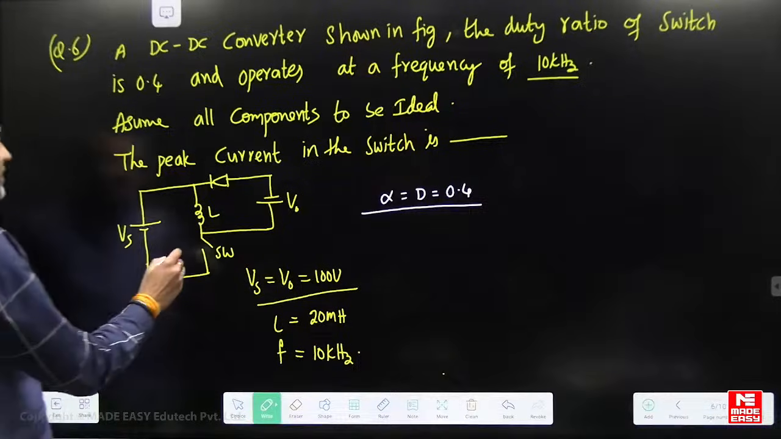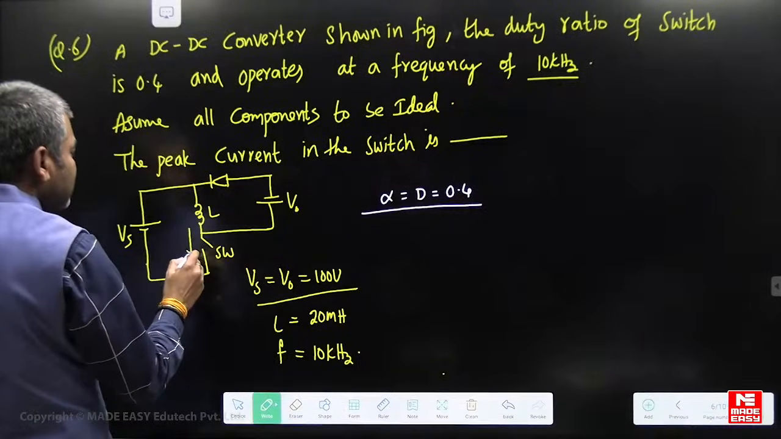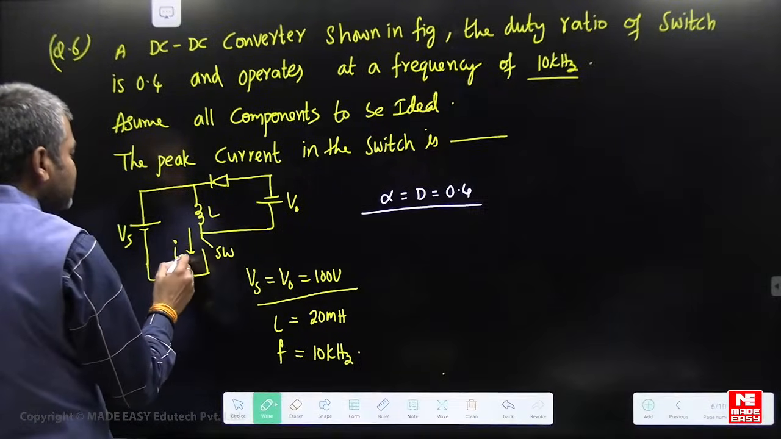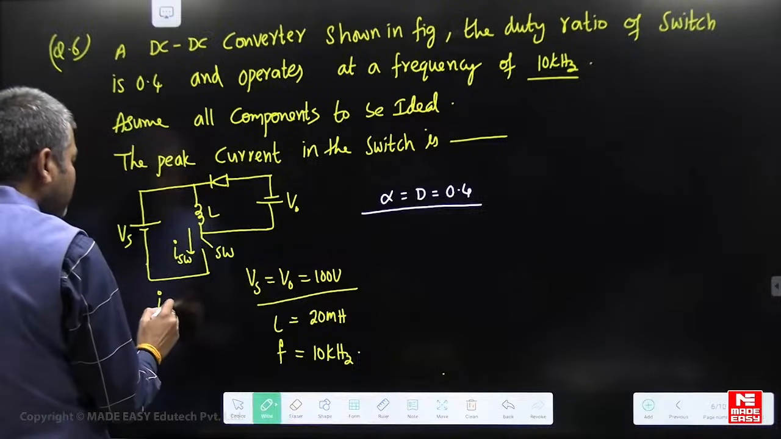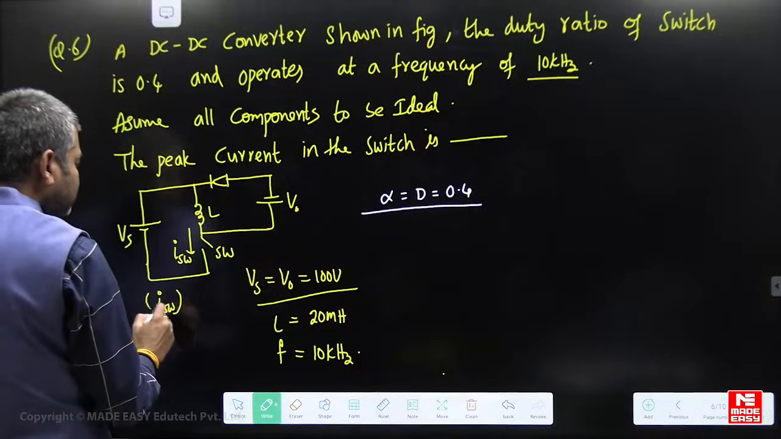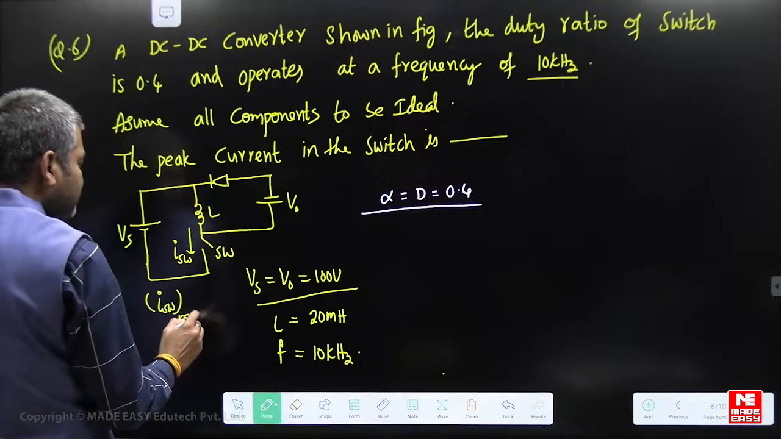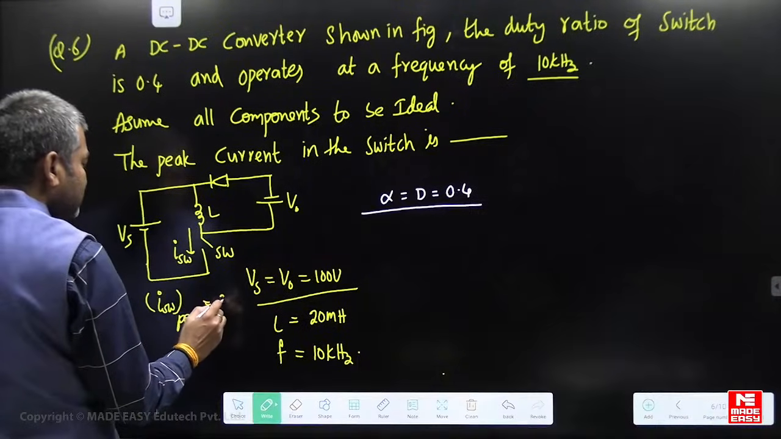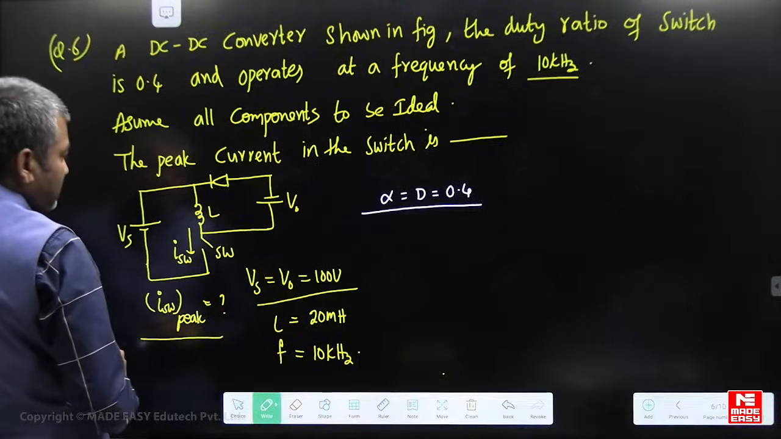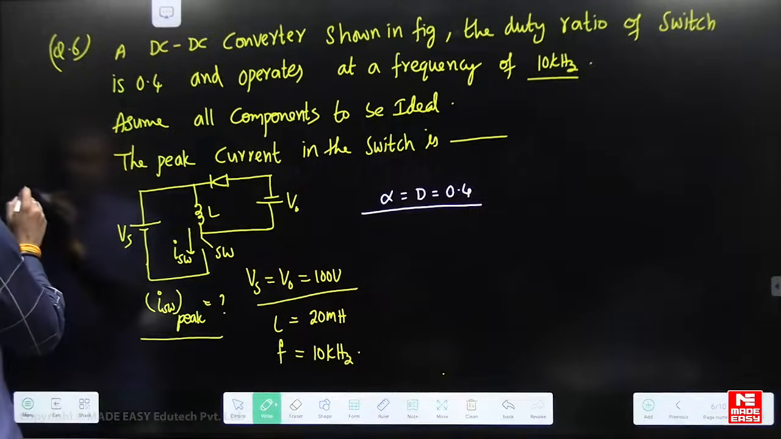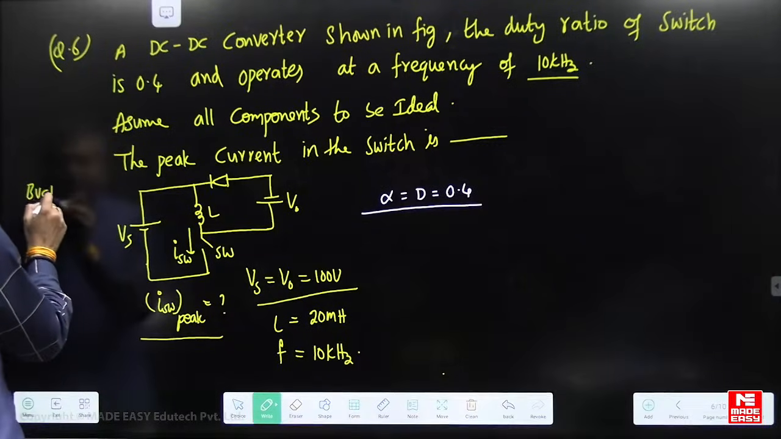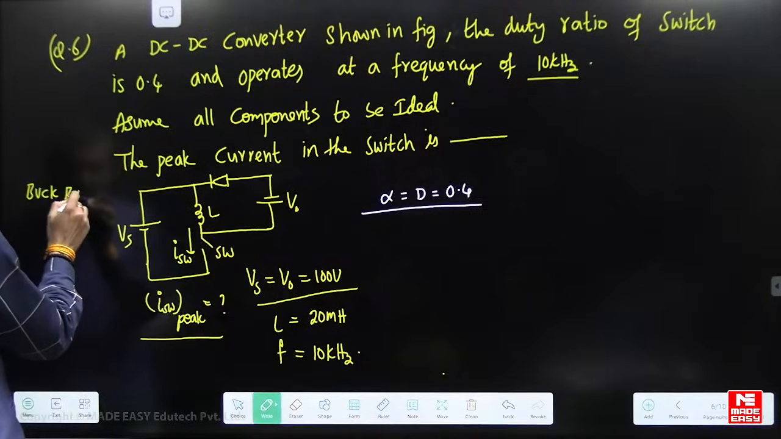See, what is the peak current in the switch? So here, the current passing through the switch, we have to find out the peak current in the switch. Yes, this is nothing but a buck boost converter. I hope you understand. Buck boost converter.